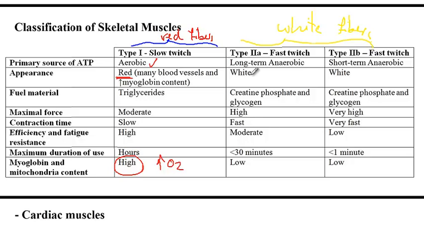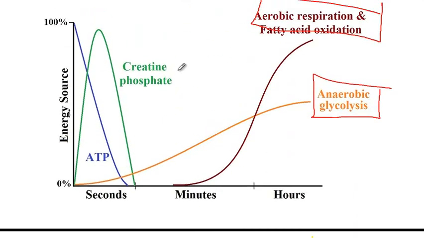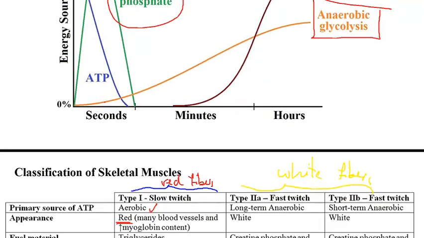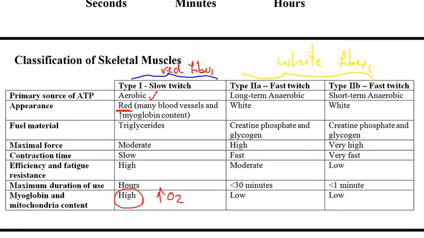Since they don't have many blood vessels and they don't rely on too much mitochondria and myoglobin, therefore they have a white color. They use creatine phosphate and glycogen for energy production, so they rely mainly on creatine phosphate and glycogen in order to supply the glucose for anaerobic glycolysis. And in return, they have a very high contraction force as well as a fast contraction time. However, in comparison to the red fibers, these muscles can become fatigued very quickly.